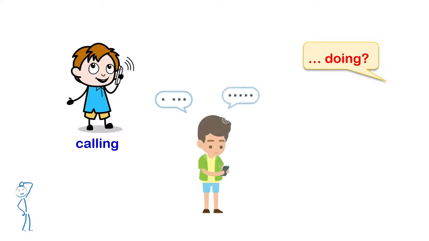What about this one? Look at this guy. What is he doing? He's not calling right now. No, he's not calling. Maybe he's using Skype. Maybe, we don't know. But it seems like he is texting. Yes, he is texting. Perhaps he is texting his friend or his teacher.